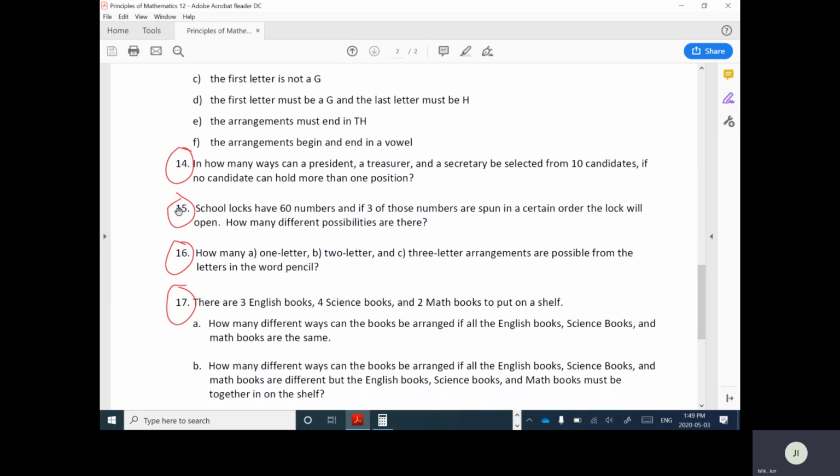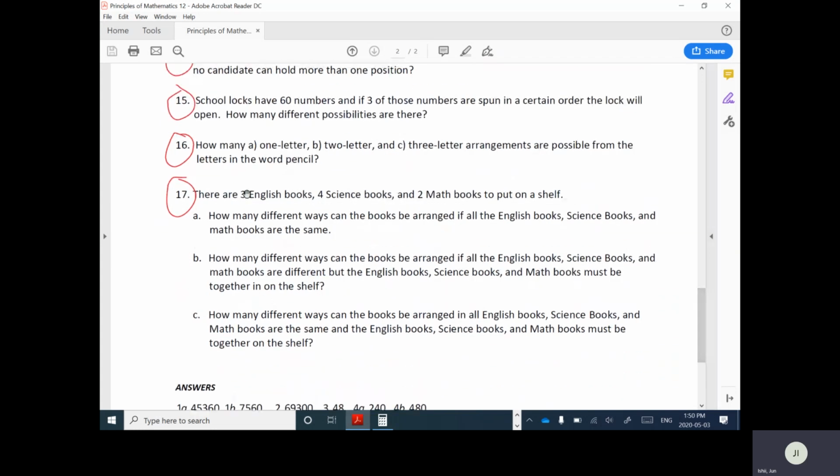14, 15, 16. These are also permutation questions from the last video. Okay, so that's fairly straightforward. These are fairly quick, right? You have 10 options, 10 candidates. You have 3 positions, so this would be 10 pick 3. It's that simple. 60 pick 3 for 15. Right, 60 options, picking 3 numbers from the block, and so on. Right, and number 17 here is the last example that I went through today with the books on the shelf.